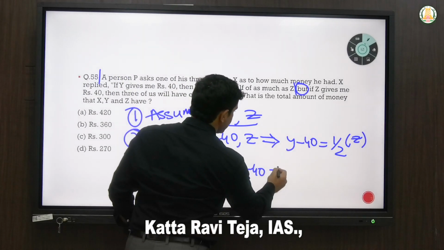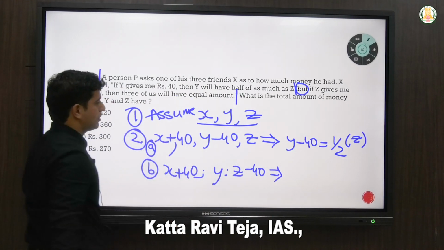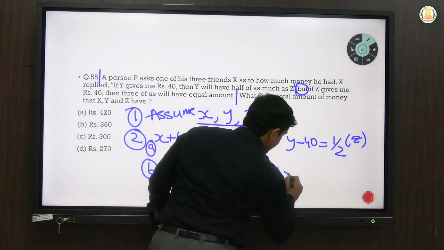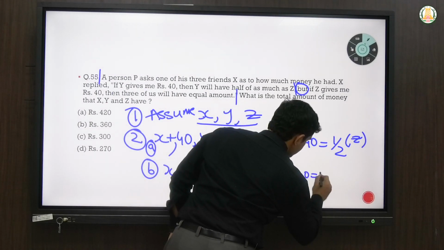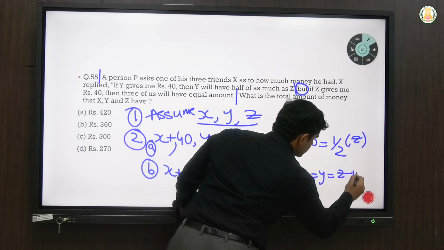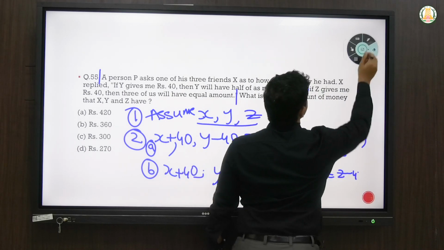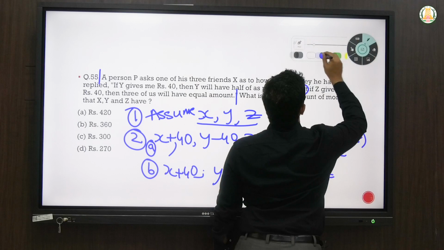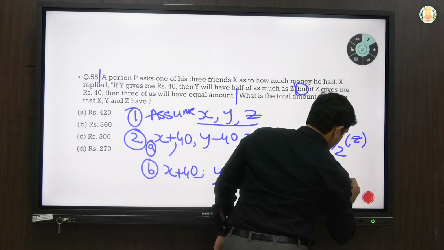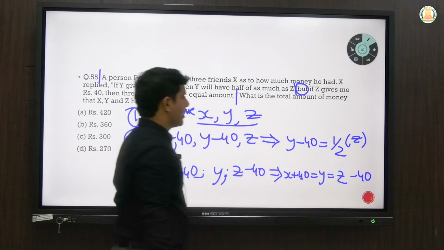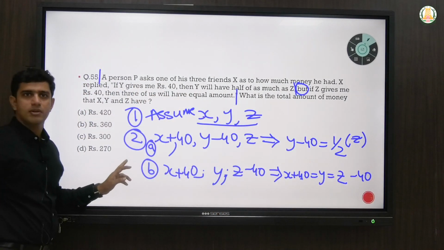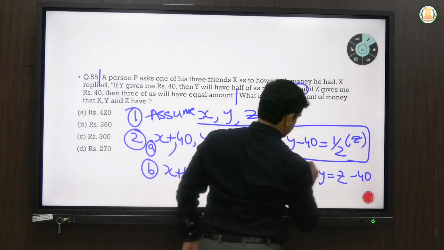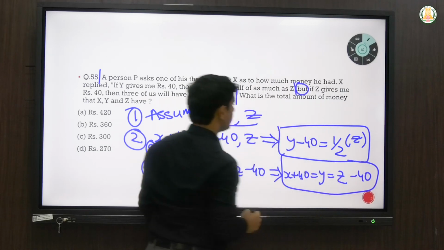Now what is he saying in the second case? Then all three of us will have an equal amount. That means all these three amounts will be the same. That means X plus 40 will be equal to Y equal to Z minus 40. Okay. So we have also finished the second stage now. We assumed things, we found out the relations. These are the two relations.